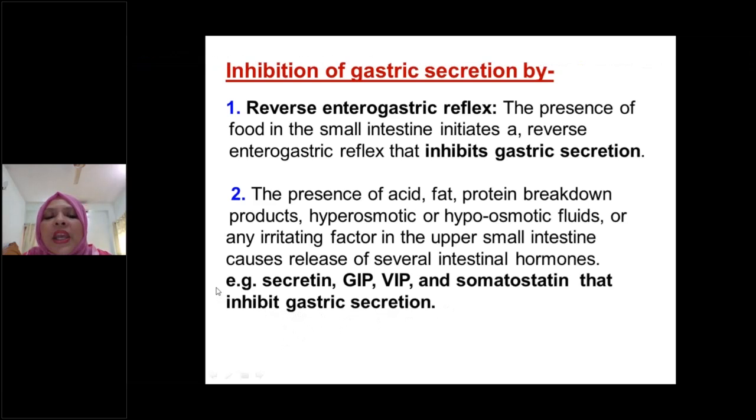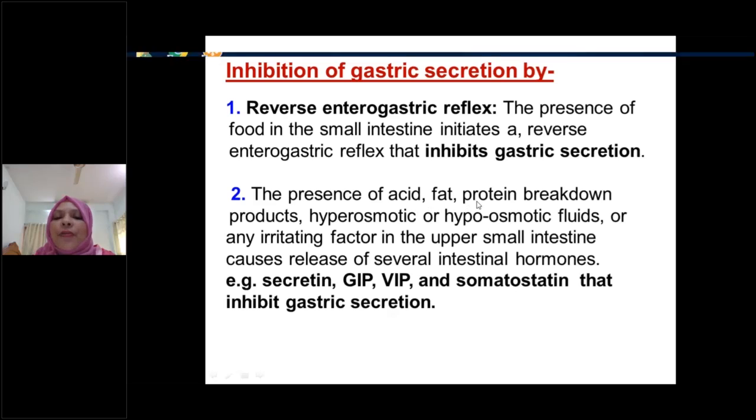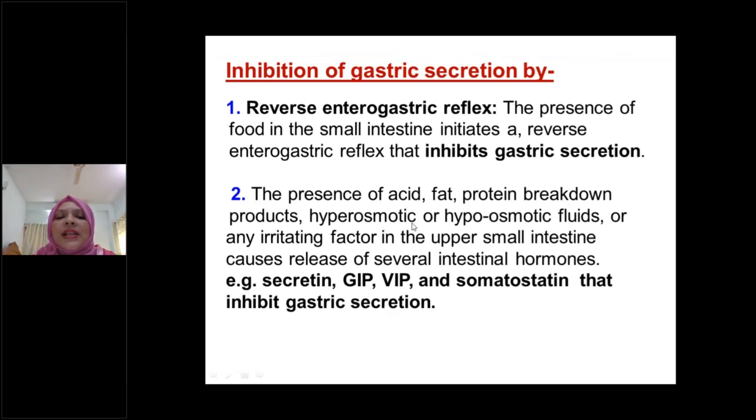Secretin, GIP, VIP, somatostatin. That is, the presence of acid, fat, protein breakdown products, hyperosmotic or hyposmotic fluid, or any irritating factor in the upper small intestine causes release of several intestinal hormones, that is secretin, GIP, VIP, and somatostatin, that inhibit gastric secretion. These are the regulation of gastric acid secretion. This is a very, very important written question.